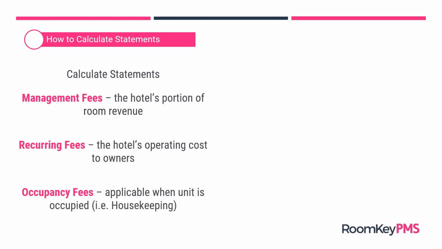Recurring fees, these are the operating costs incurred by the hotel that are passed to the owners. This is often like a recurring maintenance fee. I believe yesterday we set them up as a percentage of the revenue. So as a 0.2% of the revenue is calculated as a maintenance fee that is recurring. So every month that happens. And then lastly, we have occupancy fees. These fees are only applicable when the owner's unit is occupied. And we set up these different fees, management, recurring, and occupancy fees when you attach the owner to the unit.